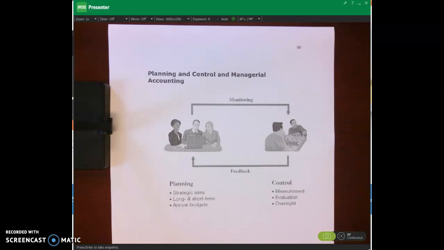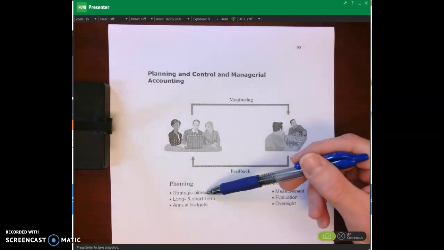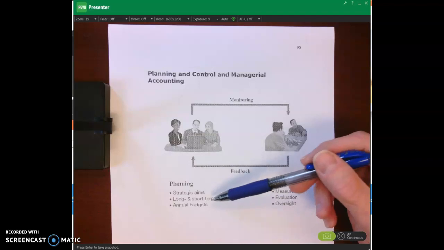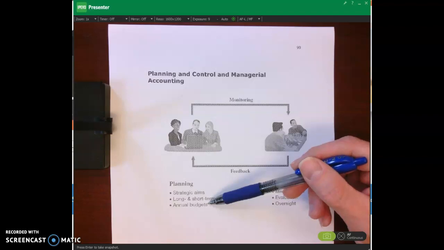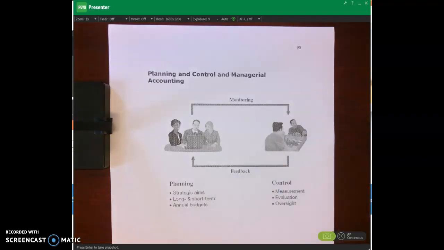Another key aspect about managerial accounting is planning and control. And so when we're talking about planning, we're talking about setting strategic goals. Those could be long or short-term goals. An example of planning would be setting the annual budget. And I used to be a financial analyst. I think I've mentioned that a few times now. And a financial analyst is one of the specific job roles that fall under the umbrella term management accountant. So I was a management accountant in my industry experience.